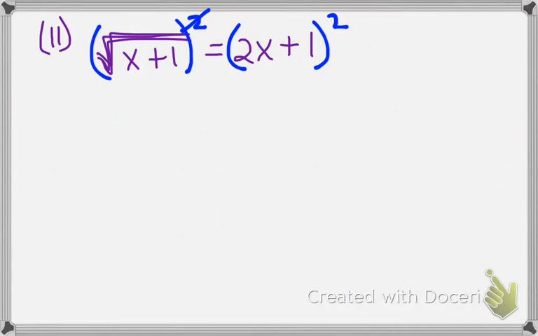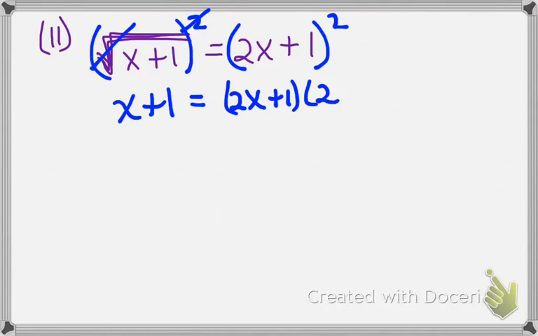So squaring the square root on the left side leaves me with x plus 1. But squaring 2x plus 1 means 2x plus 1 times itself. That's what it means to square something. So since we have to do 2x plus 1 times 2x plus 1, that means we're going to have to FOIL.